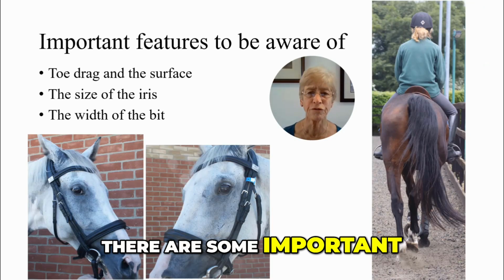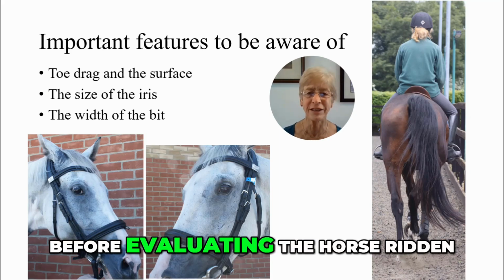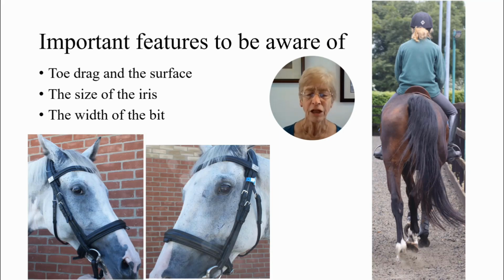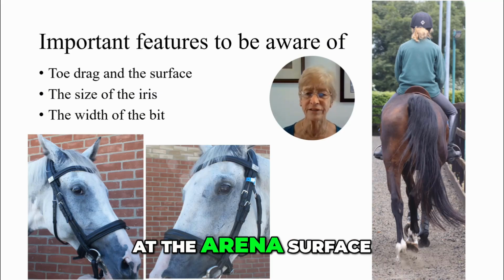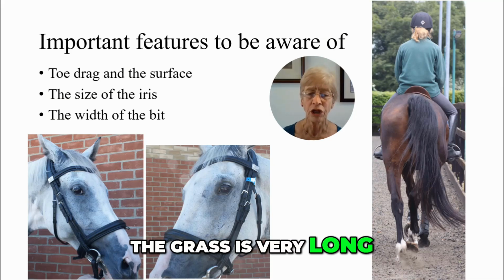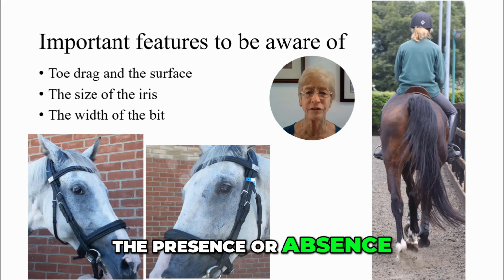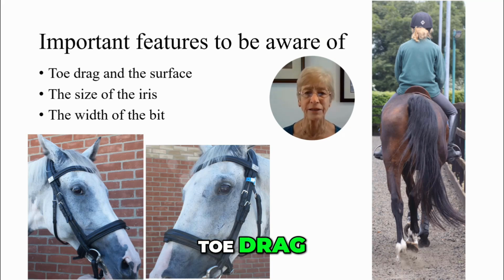There are some important features that you need to be aware of before evaluating the horse ridden. You need to look at the arena surface or the length of the grass. If the arena surface is too deep or the grass is very long, you will not be able to evaluate accurately the presence or absence of a bilateral hind limb toe drag.